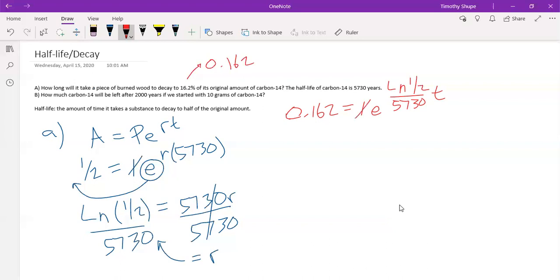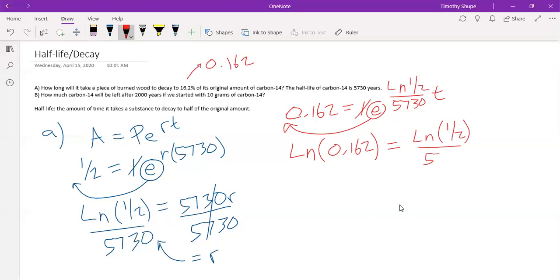So the 1 doesn't do us any good because it's multiplying by e. It's just going to give us e. But then I need to take that e over again and change it into a log base e, or a natural log, of the 0.162 and then equals the natural log of 1/2 divided by 5,730 and multiplied by the time.